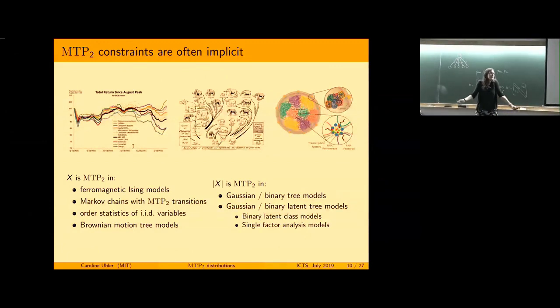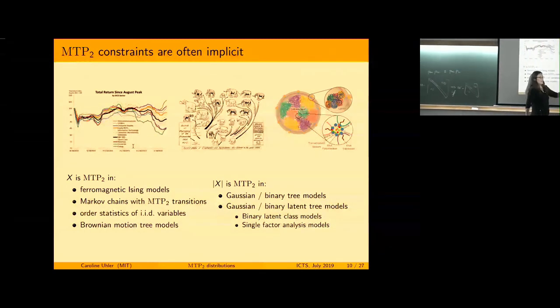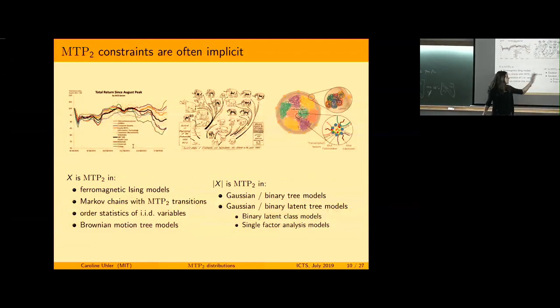IQ tests, again, are another example where you'll always get to see MTP2 distributions. But again, I can ask the question so that a high value means I have a high IQ, or a low value. So I'll have to make all of the questions be of the same sign. But whenever you have any latent tree model, we can prove that it is MTP2. Okay, so this is how we found these examples. This is what we were just looking for.